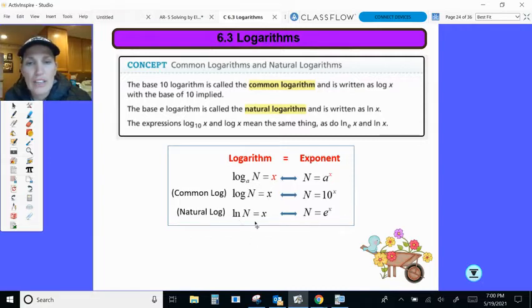And so you can kind of see back here, natural log of n equals x can be written as e to the x power equals n. Log of n equals x can be written as 10 to the x power equals n. And then logarithm of some other base a of n equals x is written as a to the x power equals n. And so this is just a typical log with any other number. Common log is base 10, natural log is base e, okay?